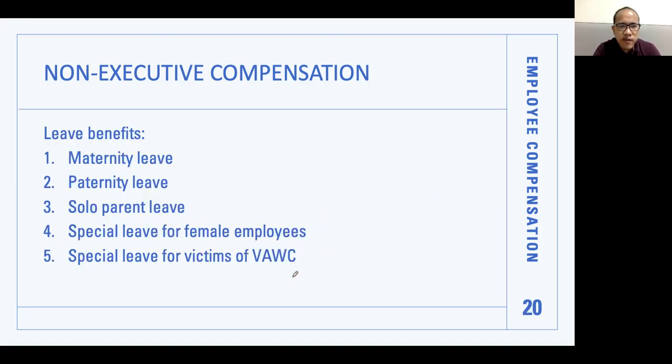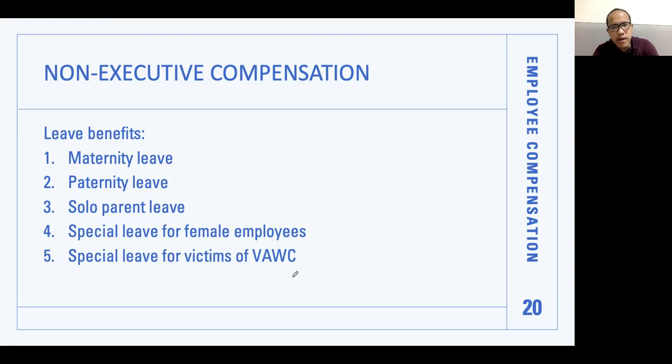And then we have leave benefits required by law din ito. Maternity leave, syempre para sa mga nanay, they have to take care of their newly born child, breastfeed nila, alagaan nila. 105 days ata yan. Paternity leave, syempre on the side of the father, 7 days.